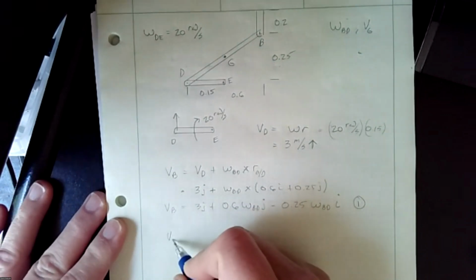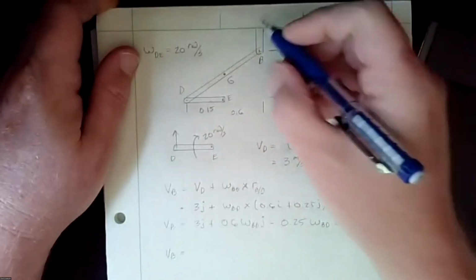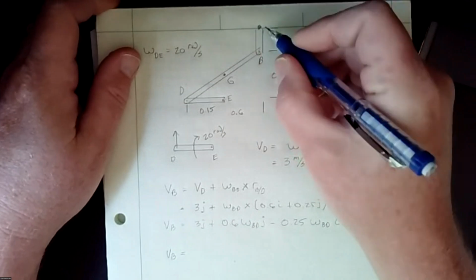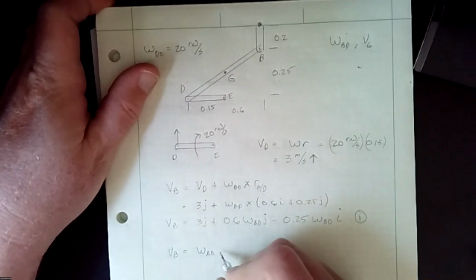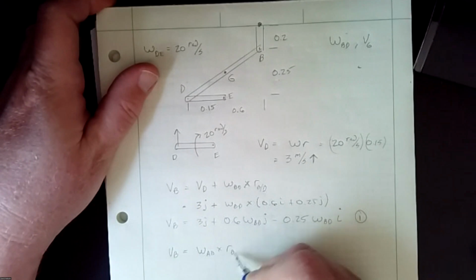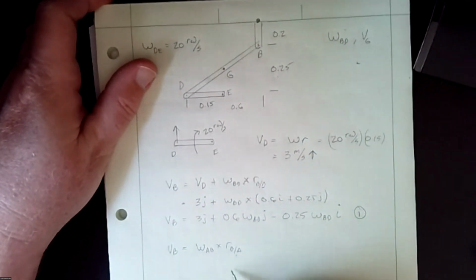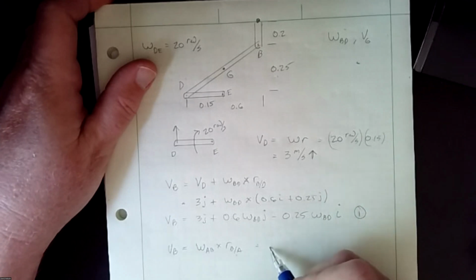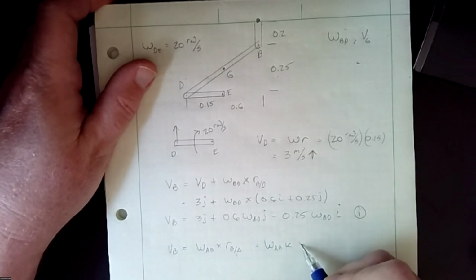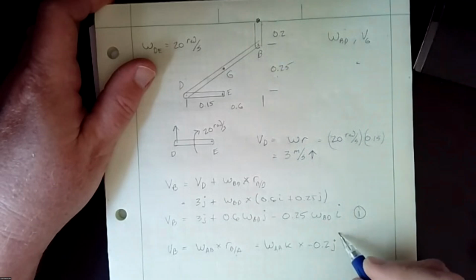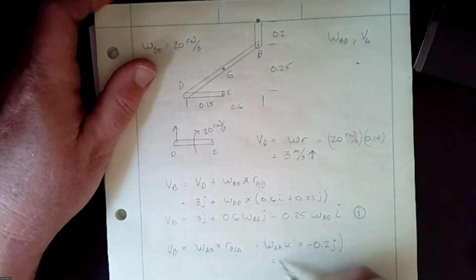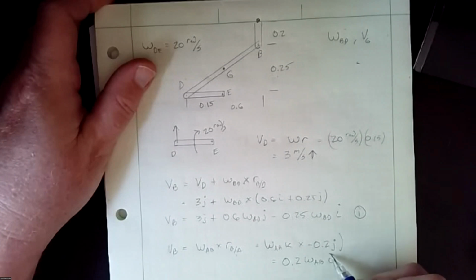We also know that the velocity of B from this end, since A is fixed up here, is simply going to be omega AB crossed with R B relative to A. If we write that out, we get omega AB in the K crossed with a negative 0.2 J, because we're going from A to B, so we're going down 0.2 in the J. And that essentially gives us 0.2 omega AB in the I direction.